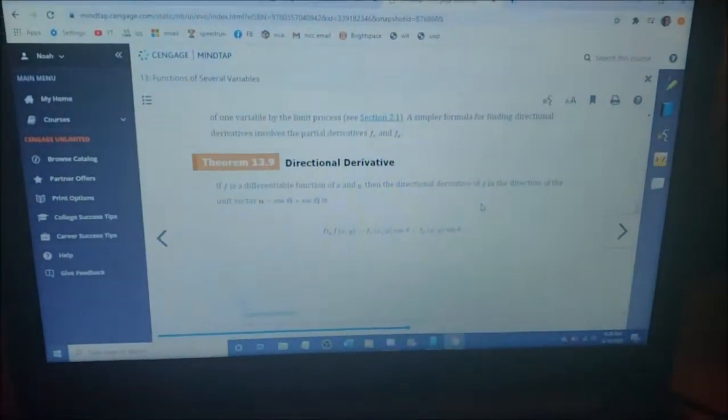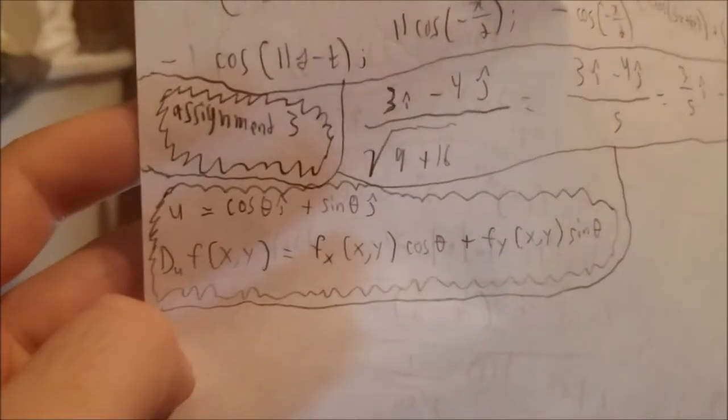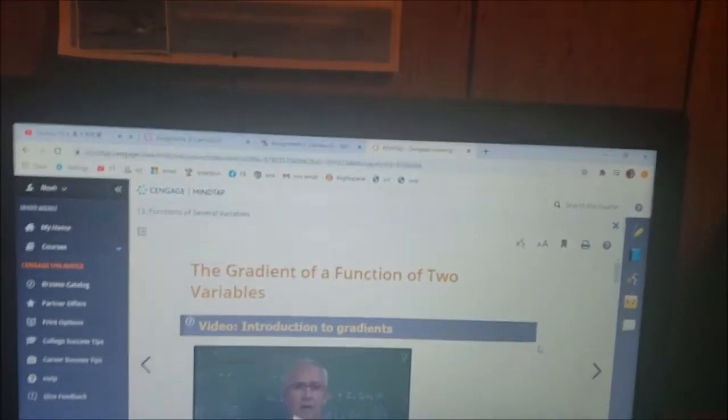It is now 9:28. I read the first section about the directional derivative. Again, the book is really terrible, but I was able to learn that apparently this is what I need to use to solve those problems about the directional derivative. So I think I can get that. And now it's time to read the part about the gradient.